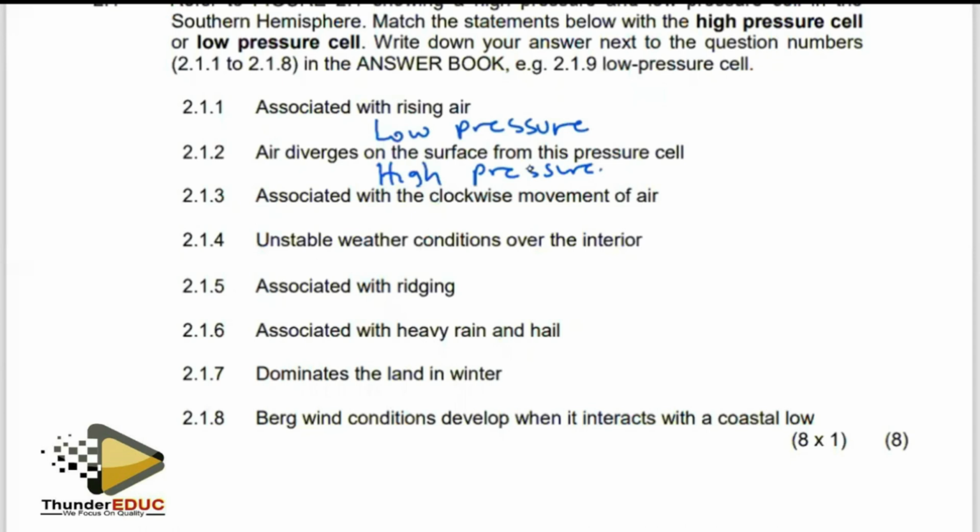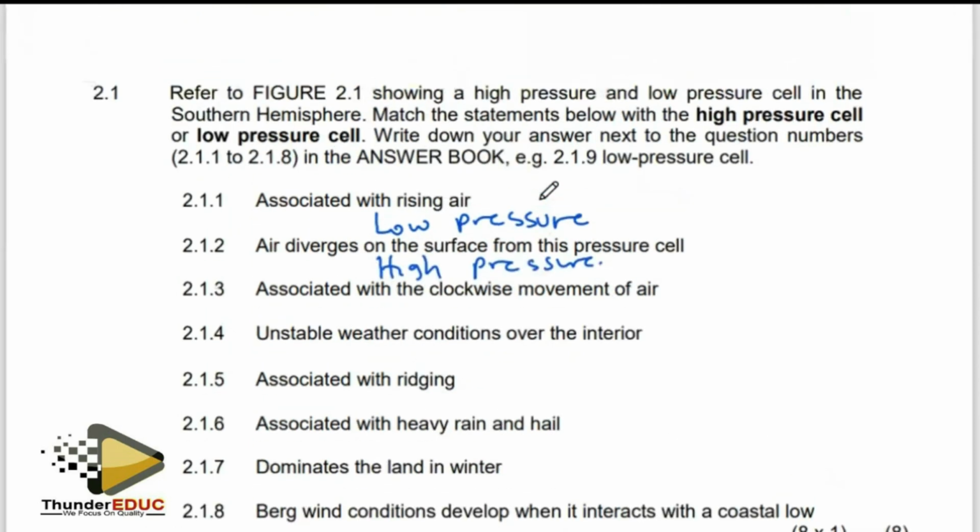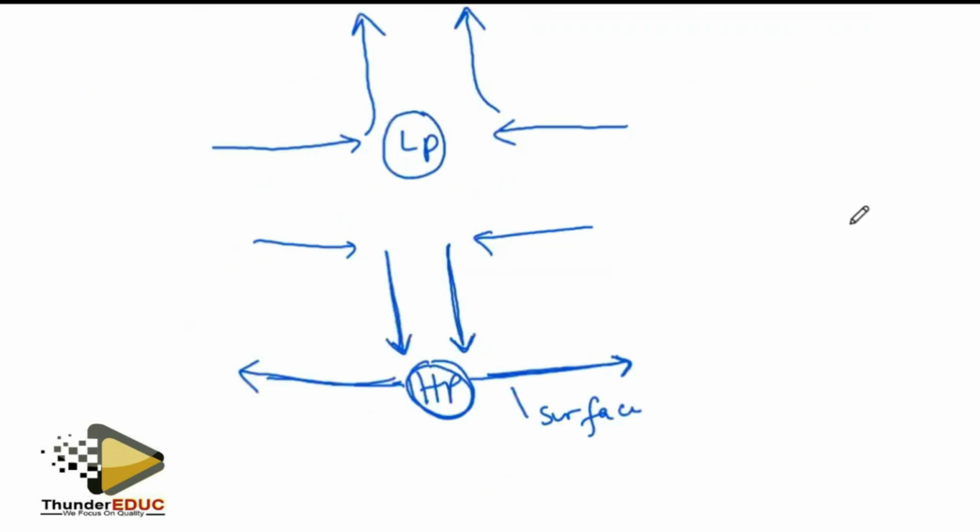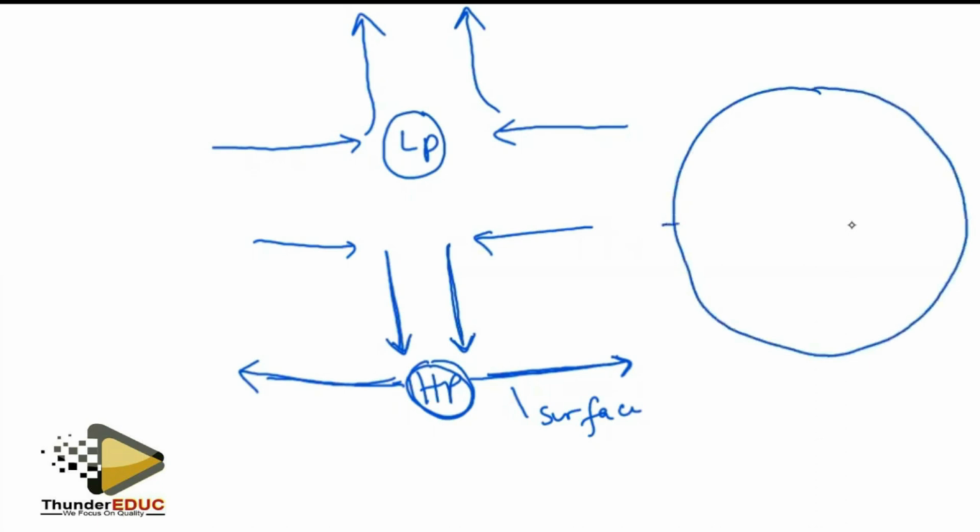2.1.3, associated with clockwise movement of air. Don't forget, they said these pressure cells are situated in the southern hemisphere. All right. So which one between the low pressure cell and the high pressure cell moves in a clockwise direction? Go back to our blank page to try to illustrate. If we have this globe here, which shows the northern hemisphere and the southern hemisphere.